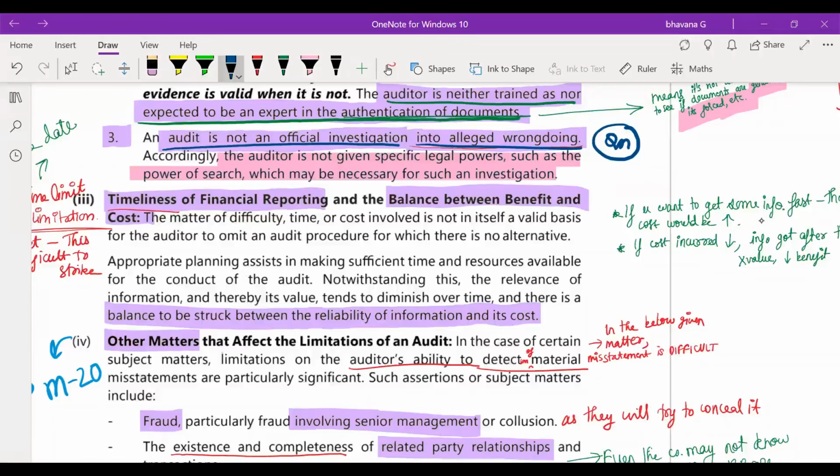So what is an investigation? An official investigation means that you will have a few legal powers. That means you have the power to search any part of a premises, just like police officers have the power at a crime scene. Those are powers that an auditor will not have.